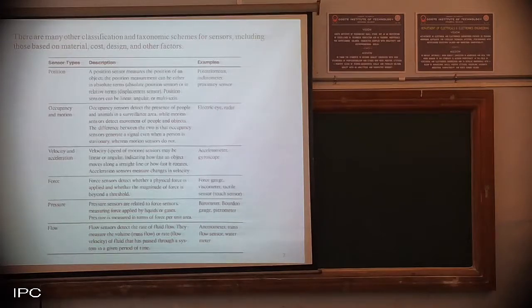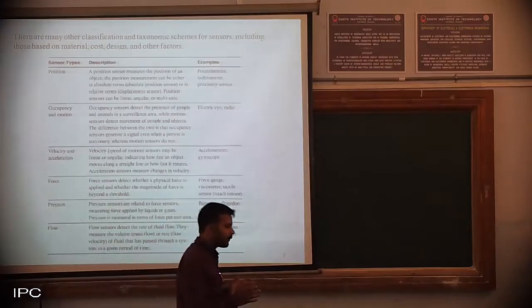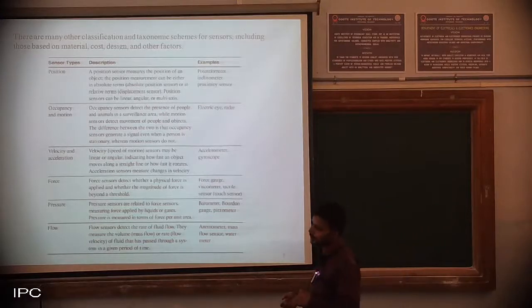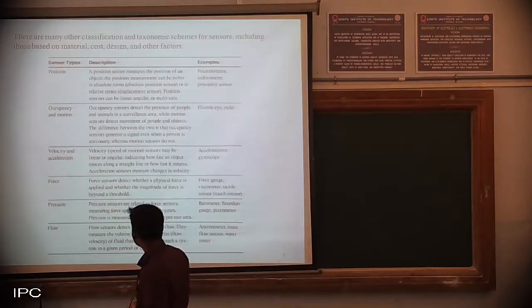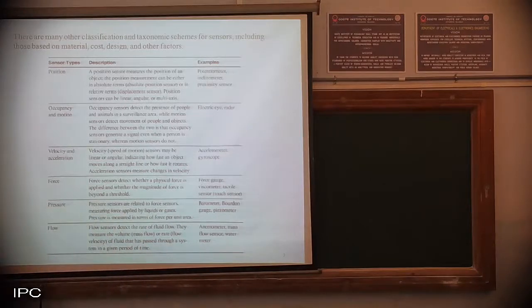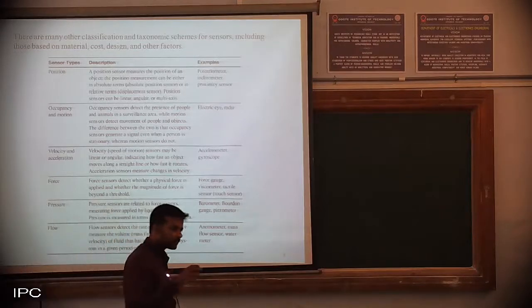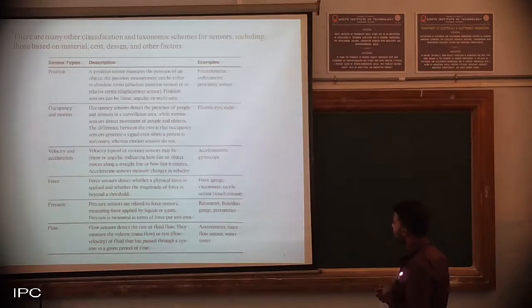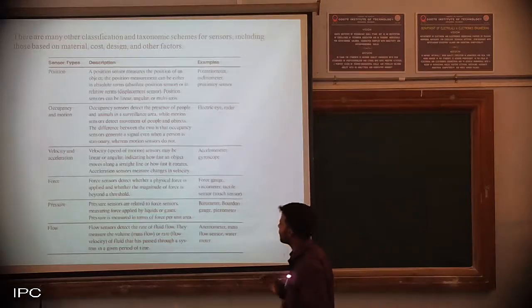Velocity and acceleration, this is another type of sensor. With this we can find out the acceleration and the velocity of any object. This can also be used in vehicles, for vehicle velocity or acceleration, or for fluids. There, the accelerometer is definitely present in all vehicles. Whatever speedometer we observe, that is an accelerometer. And then the gyroscope. The gyroscope is normally used for fluids. These two are the best examples for velocity and acceleration.